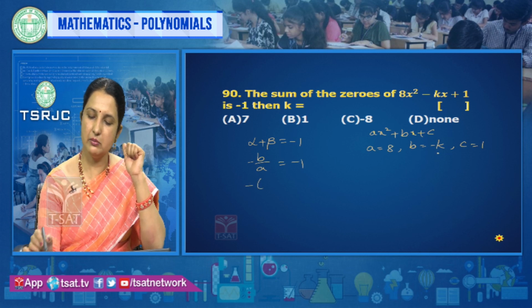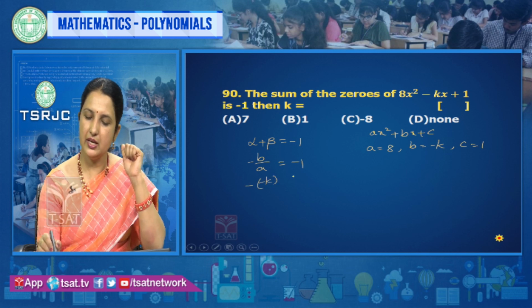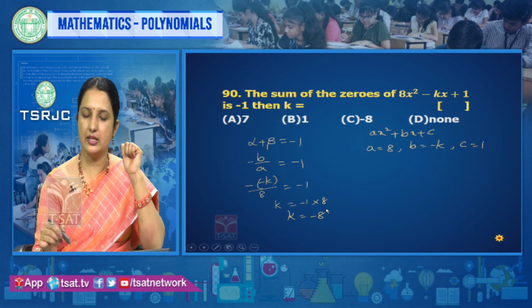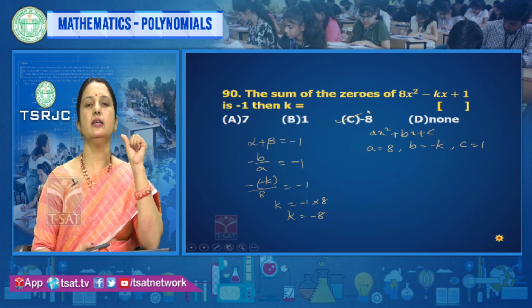Minus b is how much? Minus of minus k. A is how much? 8, which equals minus 1. Minus into minus is plus, so k equals minus 1 into 8. Then k equals minus 8. The option C is the correct one.